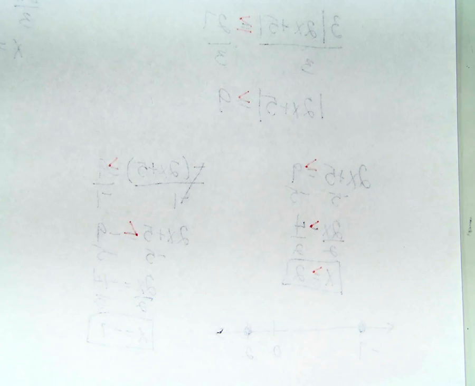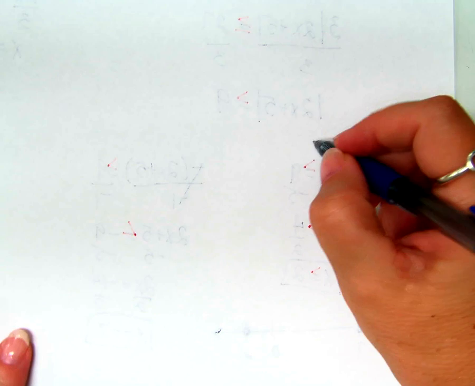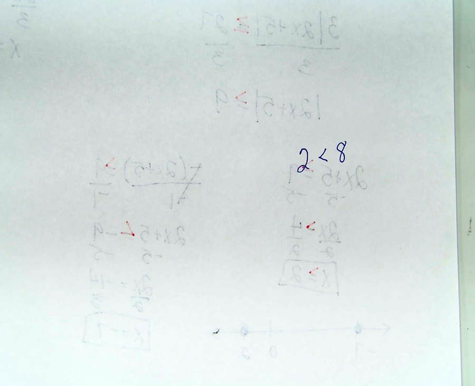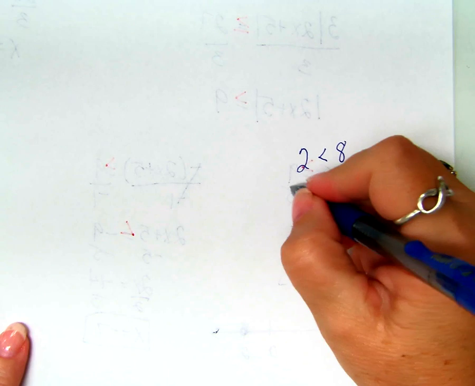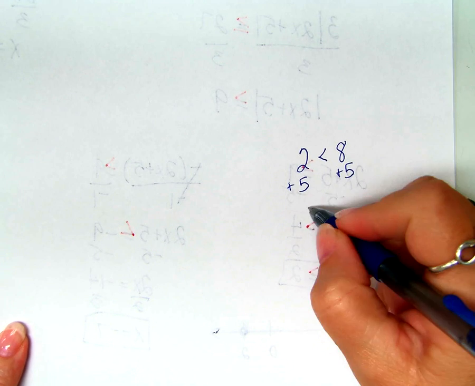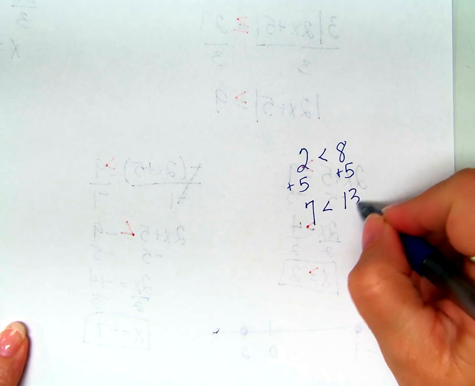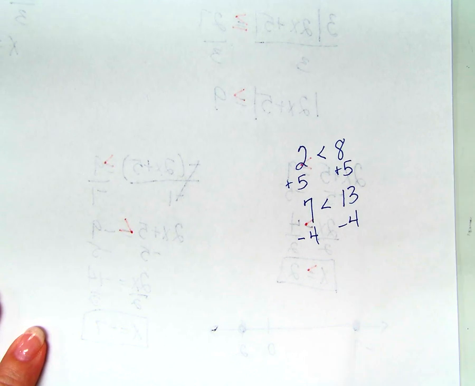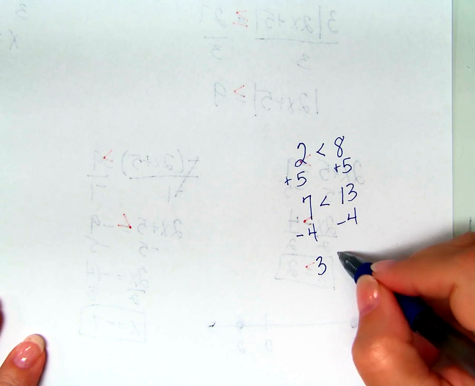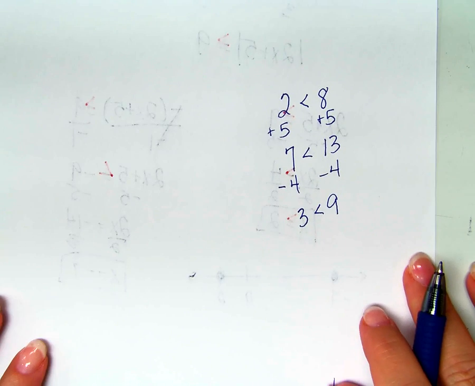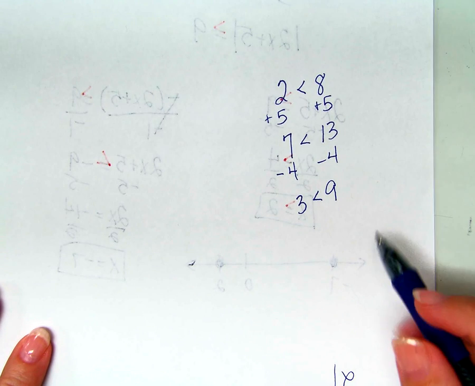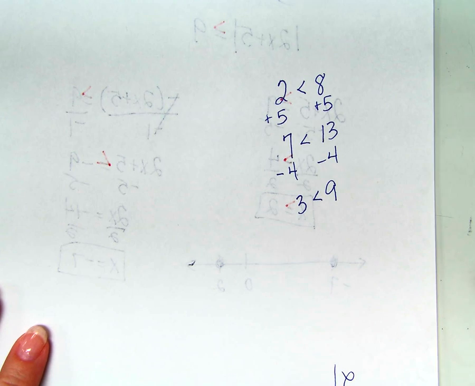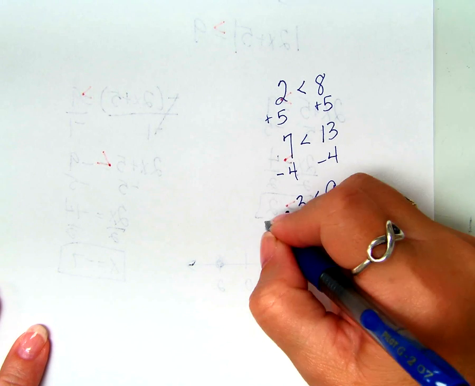All right, let me get my blue pen back. 2 is less than 8. Is that true? If I add 5 to it, does that change anything? 7 is less than 13. Is that still true? If I subtract 4 from it, is that still true? 3 is less than 9. If I multiply anything by it, is it still the same? Like if I multiply by 2, 6 is less than 18. Is that still true? What if I multiply by -2? That's not true.